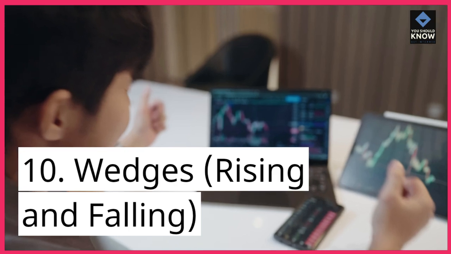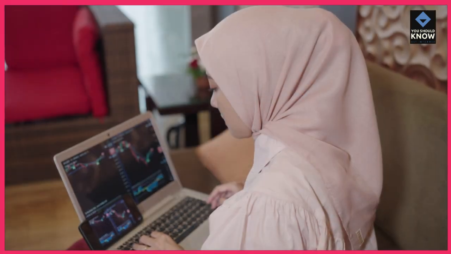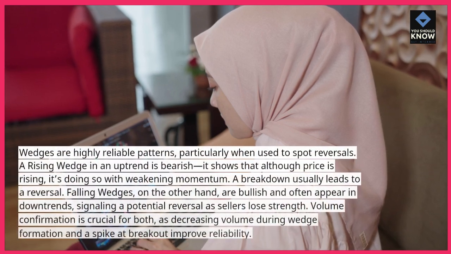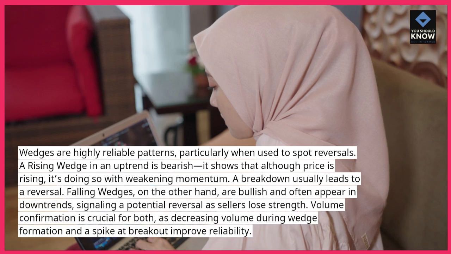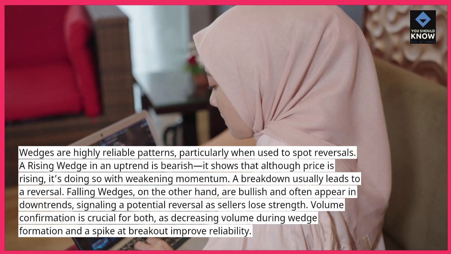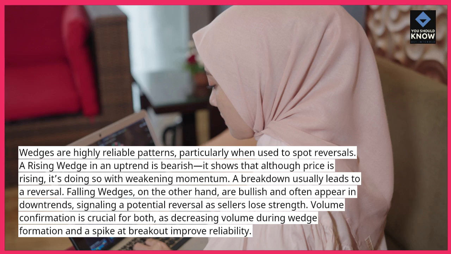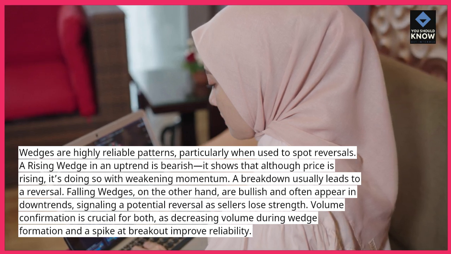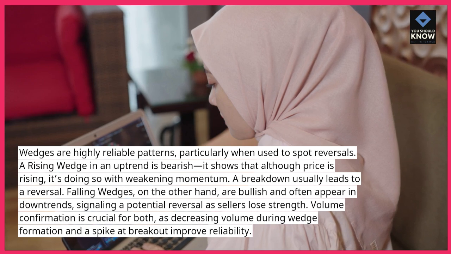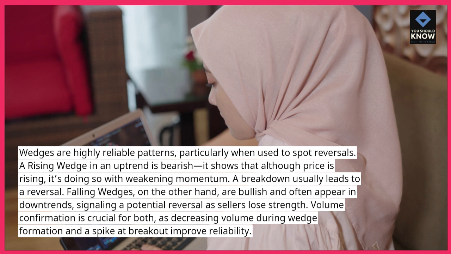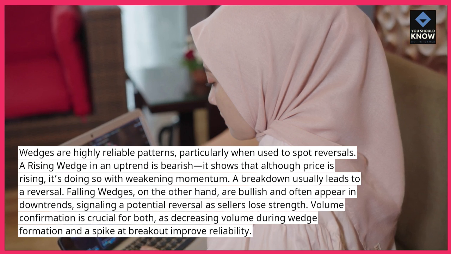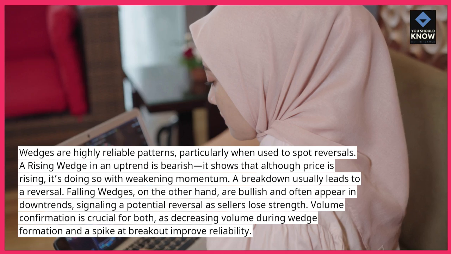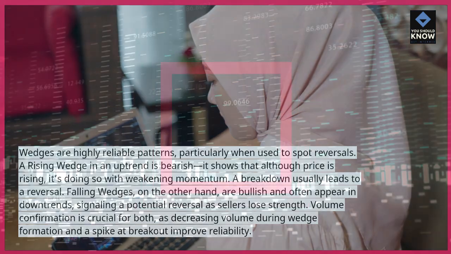10. Wedges, rising and falling. Wedges are highly reliable patterns, particularly when used to spot reversals. A rising wedge in an uptrend is bearish. It shows that although price is rising, it's doing so with weakening momentum. A breakdown usually leads to a reversal. Falling wedges, on the other hand, are bullish and often appear in downtrends, signaling a potential reversal as sellers lose strength. Volume confirmation is crucial for both, as decreasing volume during wedge formation and a spike at breakout improve reliability.